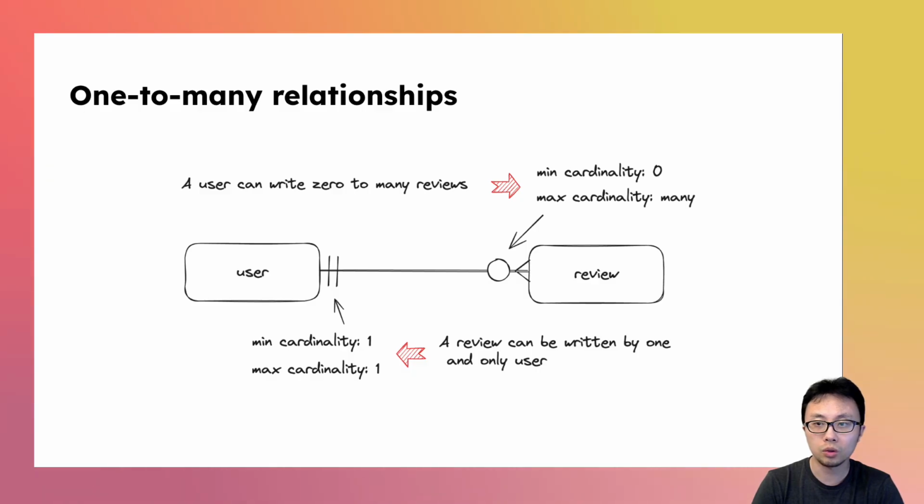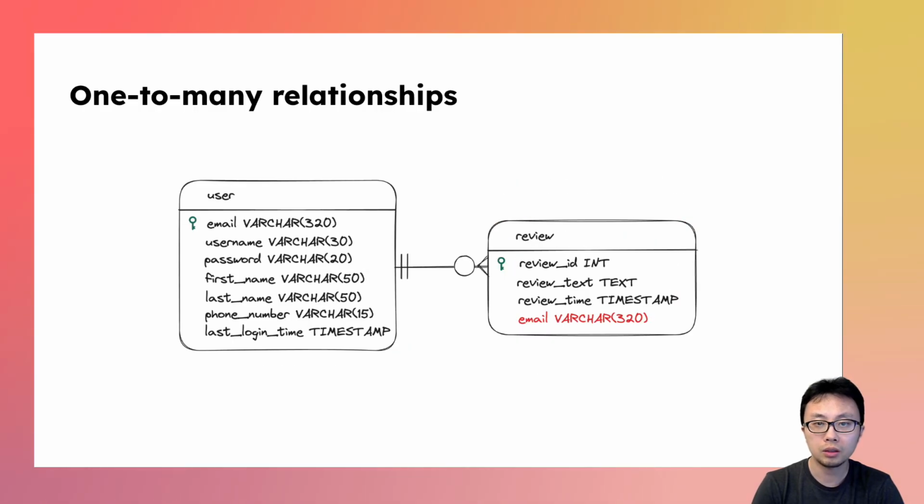There is still one more step, which is to explicitly list all the attributes. As you do that, you need to place a foreign key in one of the two entities. And in one-to-many relationships, the foreign key is always placed in the entity that's close to the max cardinality of many. In this example, that's the review entity. So the full representation of this relationship is like what you see here on the screen. The foreign key is in the many side. Email as a foreign key is placed in the review entity.